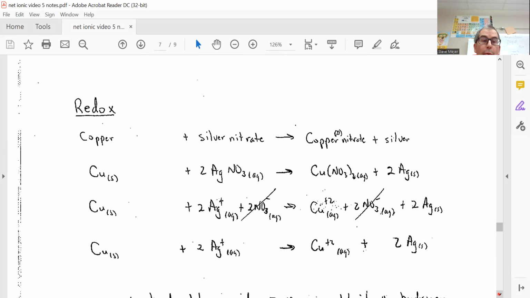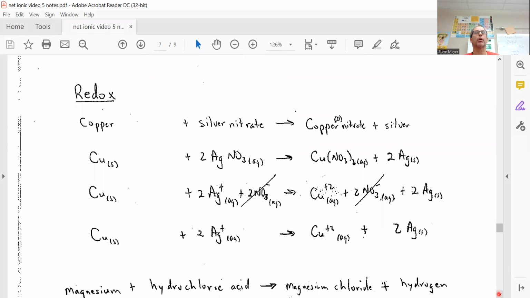I'm going to call those redox reactions, sometimes called reduction, oxidation. And what does that mean? Things are reduced when they gain electrons, things are oxidized when they lose electrons. It's things gaining and losing electrons, and we'll kind of see this in this process right here.